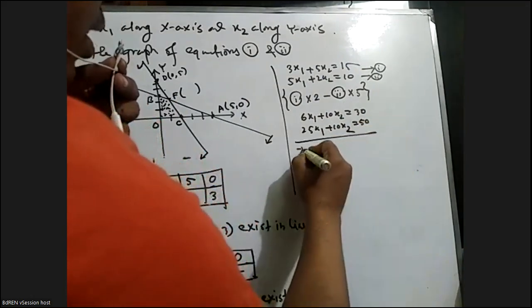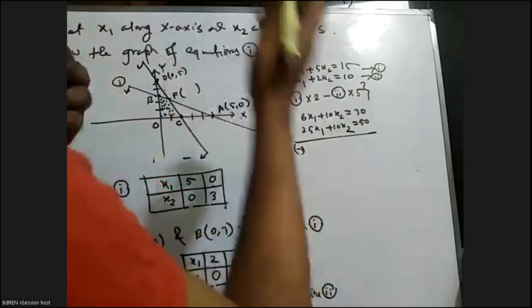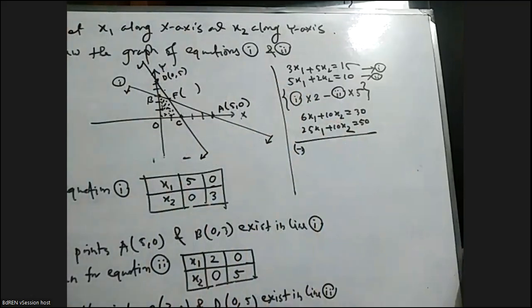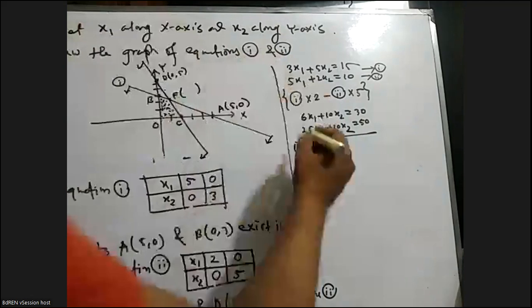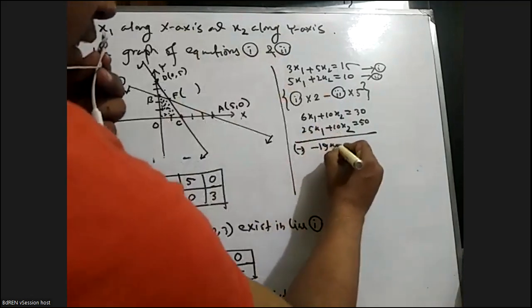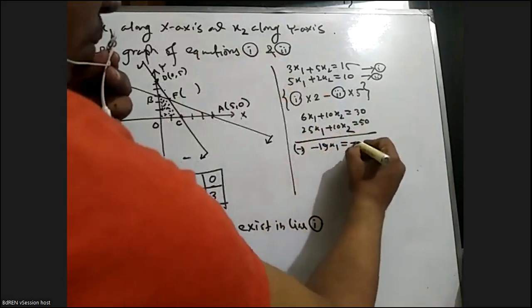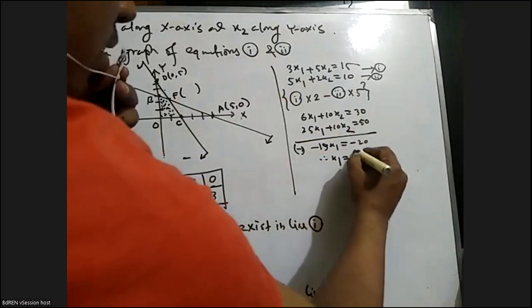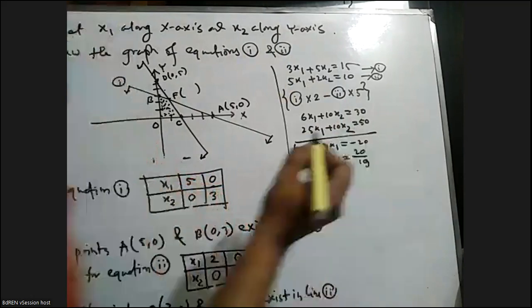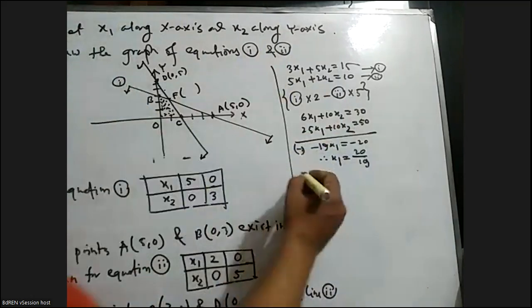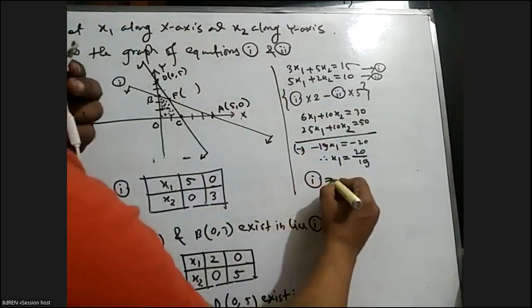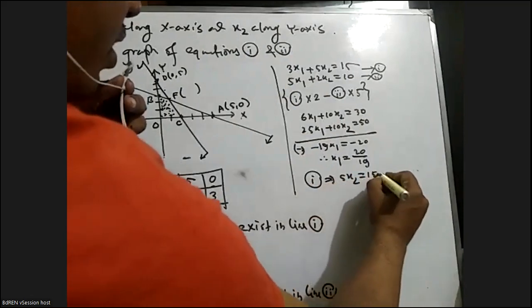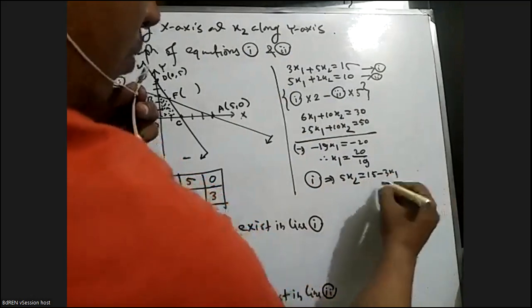Now subtracting, we get 6 minus 25, what will be? Minus 19x1 equals minus 20. Therefore, x1 equals what? 20 by 19. Right? Now, from equation 1, 5x2 equals what? 15 minus 3x1.